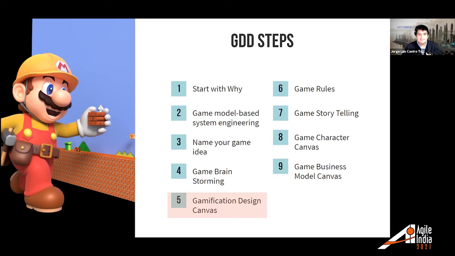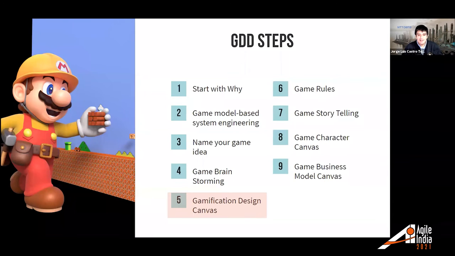Number 2 is that if you have a kind of problem with your development teams or something like that, it's quite important that you first try to apply some game model-based system engineering, right? Basically, this approach is to review what you have in your architecture, in your code, in your software, so you can apply some good patterns of game model-based system engineering, right? This is part of the framework as well.